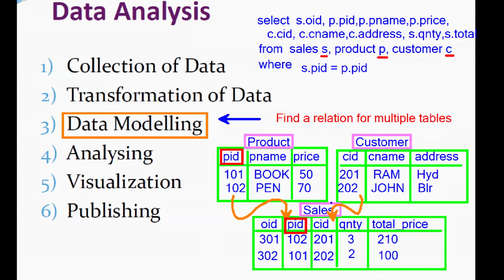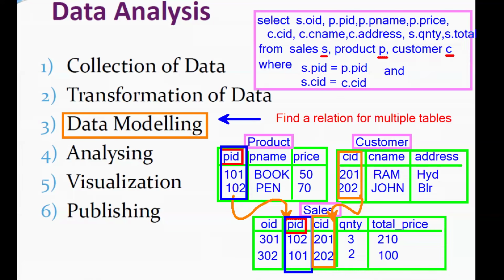What is S dot product ID? In the sales table, you have a product ID column. Even in the product table, you have a product ID column. These two columns need to match. This is the first condition, right? And what is one more condition? S dot customer ID. What is S dot customer ID? This column. It should match with what? Customer ID in the customer table, right? That is C dot customer ID. So this is a simple join query, right?